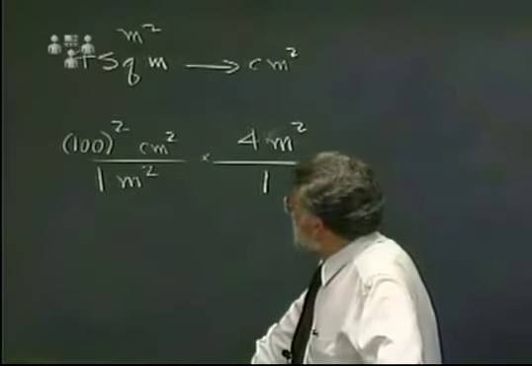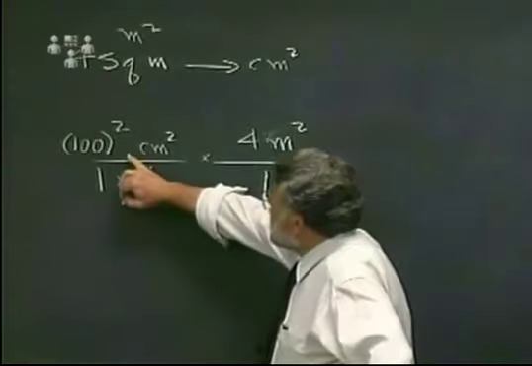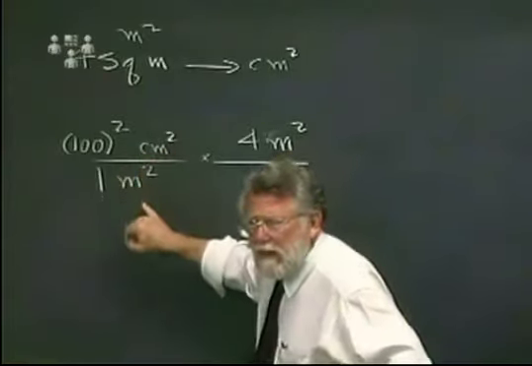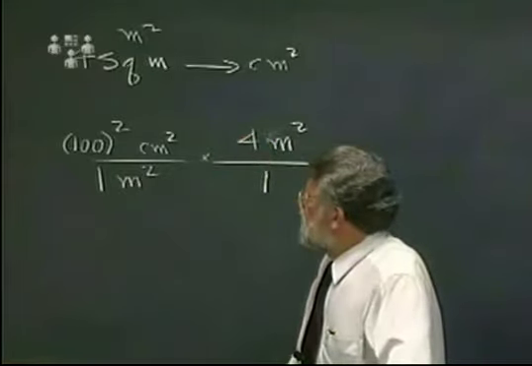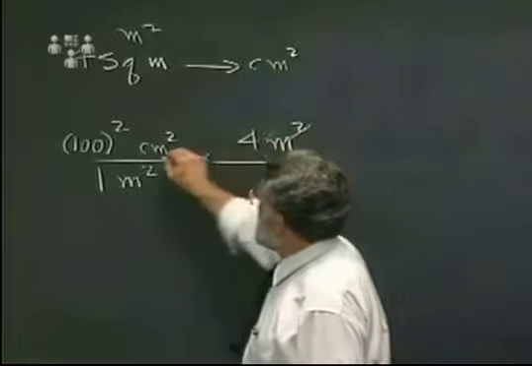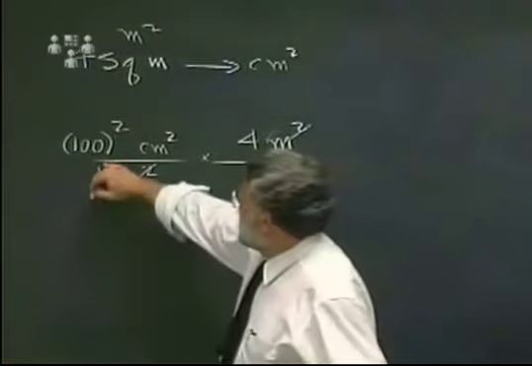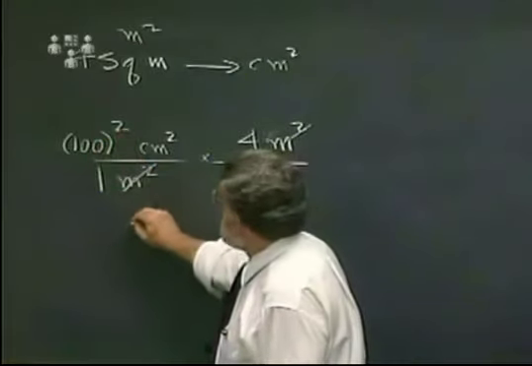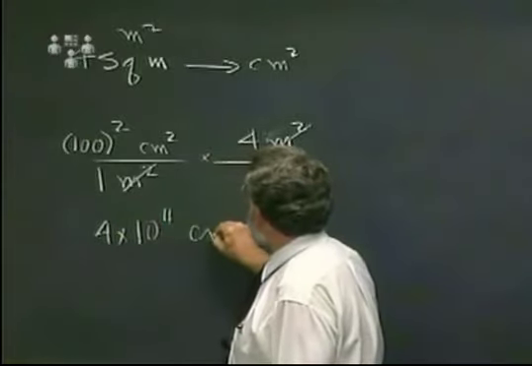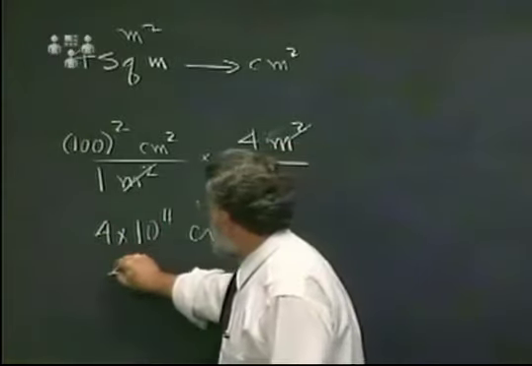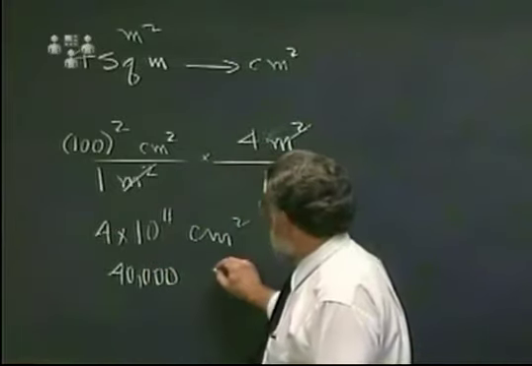So I'm starting with 100 squared centimeters squared and 1 meter squared times 4 meters squared, and that should at the end give me how many square centimeters I have, because this is going to cancel. Now powers of 10 work very nicely here. So that's 10 to the second squared. So that's 10 to the fourth times 4 centimeters squared for my answer, which is going to be 40,000 centimeters squared.